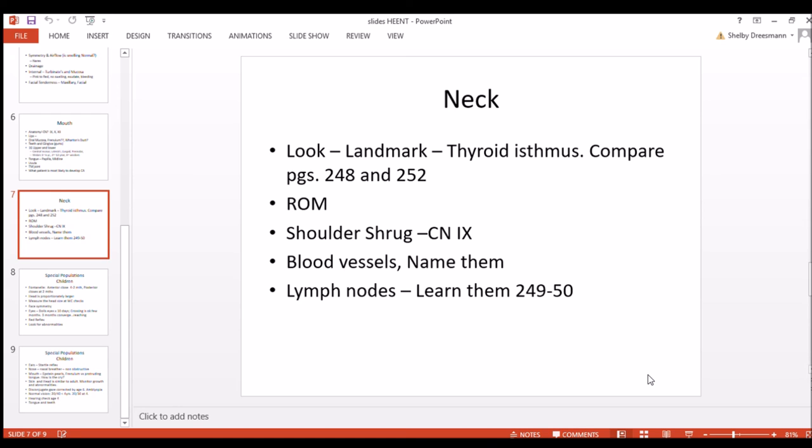Hyperthyroidism. So this is excess production of thyroid hormone. It's seen in Graves' disease. You can get an enlarged thyroid gland, exophthalmos, which is your eyes bulging out. Goiter may reveal a bruit.